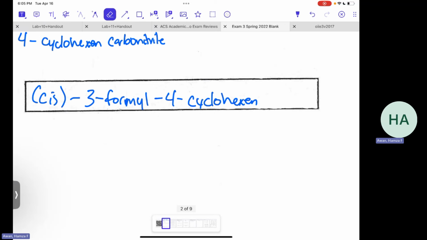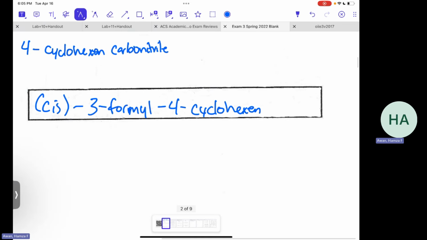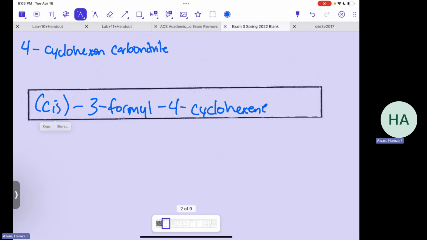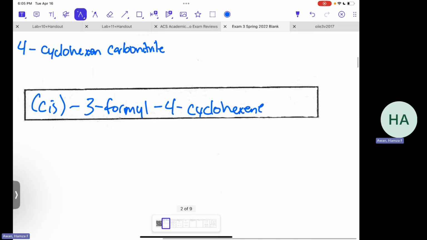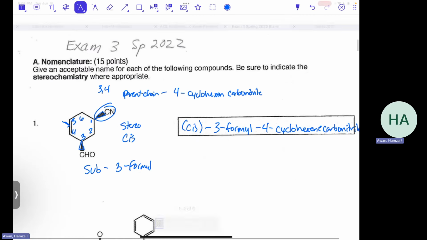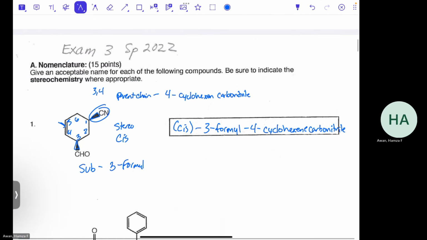Cyclohexene, E. So whenever we're doing it, we don't want two consonants touching. So that's why we put the E there. Cyclohexene carbonitrile. Are there any questions on this one? Yes. Otherwise, it'd just be a nitrile if it was in a chain.